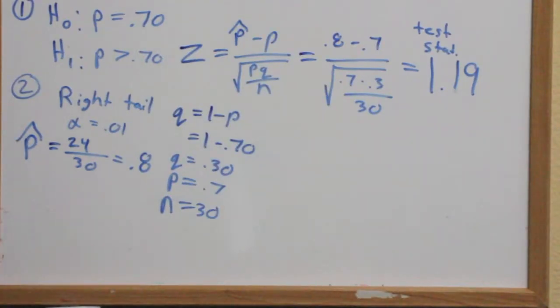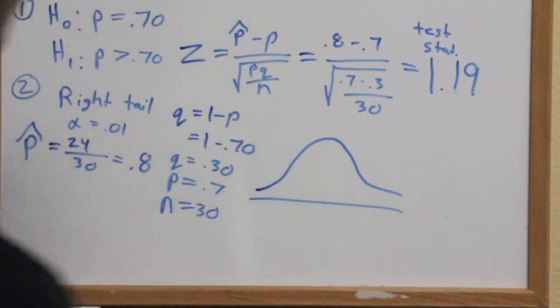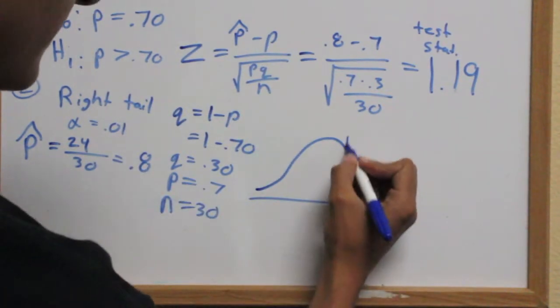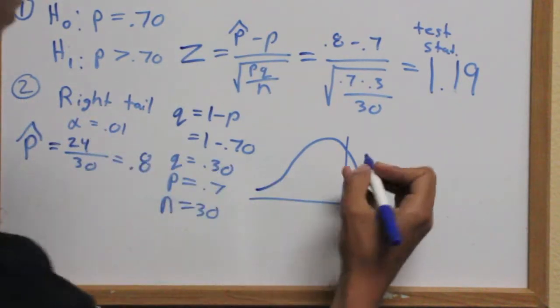So now we're going to graph it. We know that it's a right-tailed test, so we're going to go on the right side and draw a line down, and the significance level is 0.01.